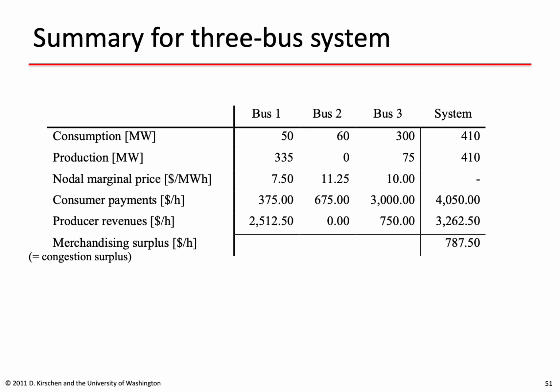In the last column, we summed the consumer payments over the whole system and the producers' revenues, and we see these two quantities are not equal. So in this 3-bus example, we also have a merchandising or congestion surplus, which turns out to be $787.5 per hour.